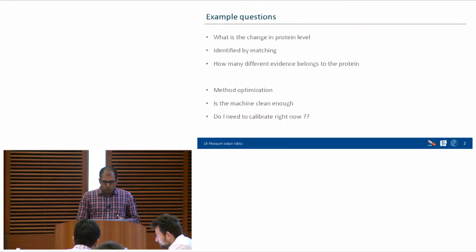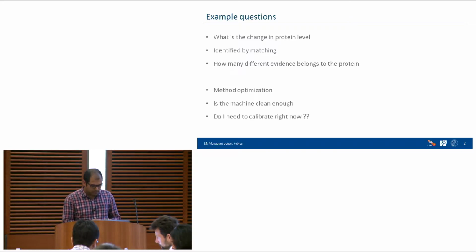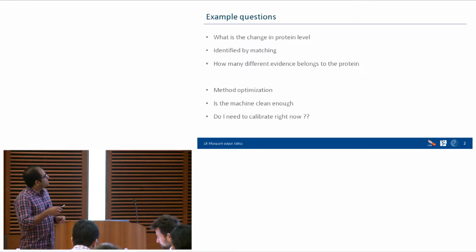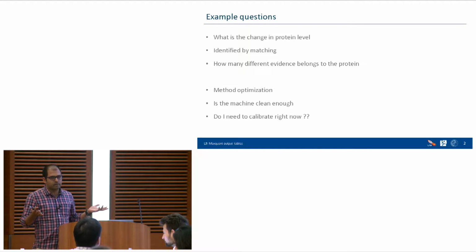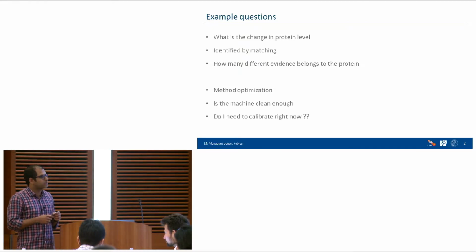Right. So what kind of information, what kind of example questions can we answer from the output tables? So we can ask simple questions. That's what the majority of people would ask. What is the change? Is there a change in the protein level? That's primarily coming from the protein expression.